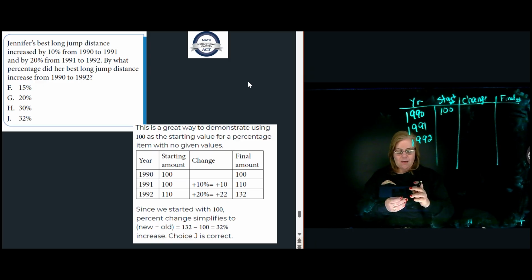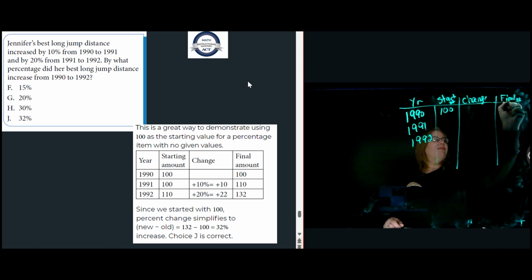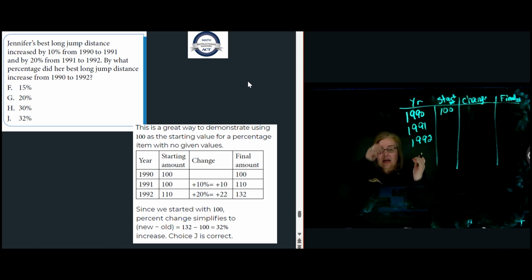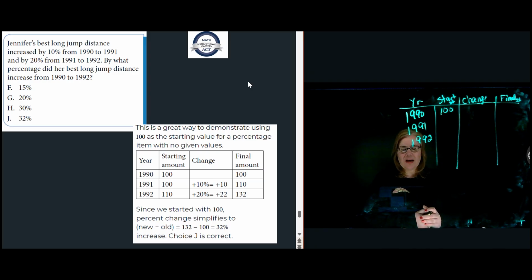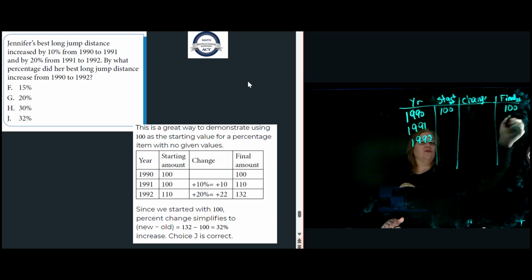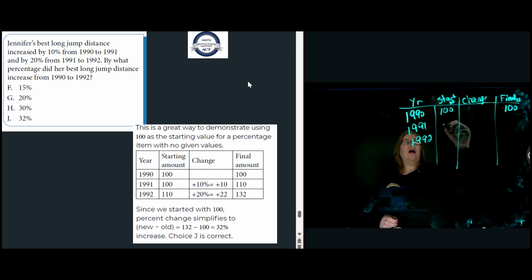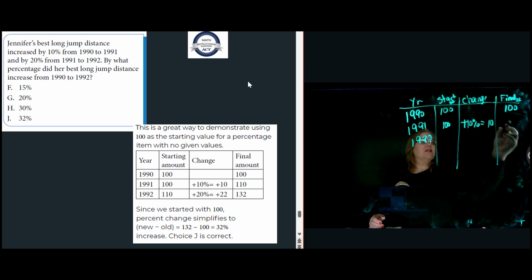All right, so this is how I'm going to work this. Now I'm going to turn the lights down on me so you can really see my board. So I've got my final amount. All right, so here we go. So in 1990, we had 100. And in 90, it never changed, so we ended up with 100. Now, between 90 and 91, we changed 10%. Okay, so that means at the end of 91, well, I started with what? 100. I'm adding 10% to that 100, which 10% of 100 is 10. So my ending is going to be 110.